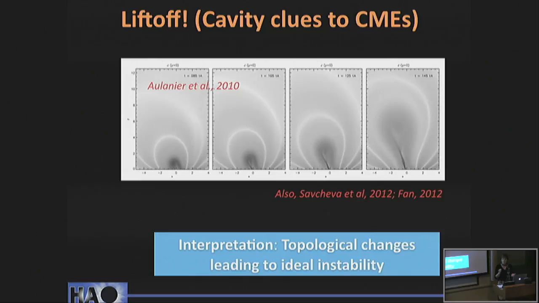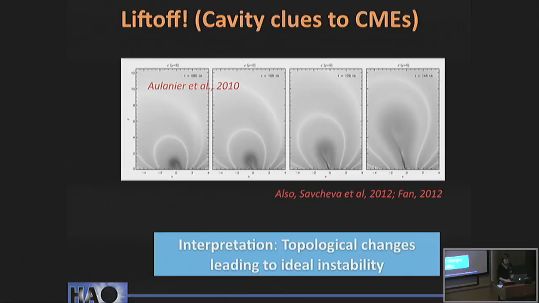But eventually, as things change at the boundary below it, you add twist to the structure. At some point, it starts to rise just ever so slowly. And when it does, it sets up a process where it forms current sheets underneath it. The narrowing of the current sheet underneath this flux rope is what's giving you that teardrop shape. It's sort of like lighting a fuse on the system, because once that happens, it slowly rises more and more. Eventually, it reaches a point where it simply can't find an equilibrium, and it erupts. This has been demonstrated with models of flux ropes by these authors and by authors in the audience. So the interpretation is that topological changes are leading to some sort of ideal instability.